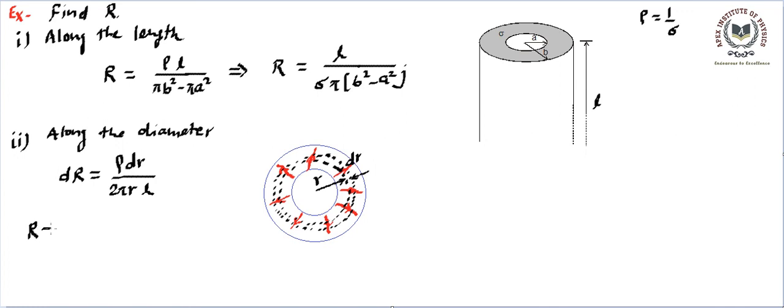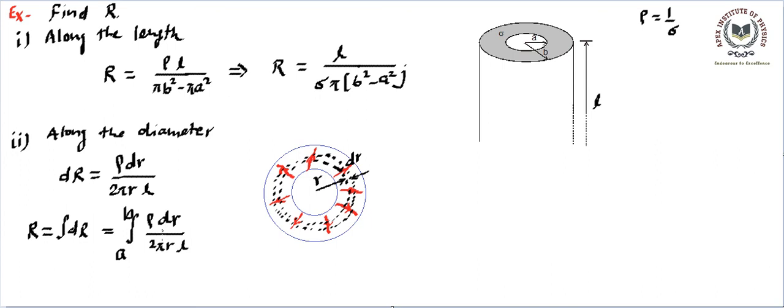So R is going to be the integration of dR. And once we are ready for this integration, we can put the value of dR. dR is going to be rho dr divided by 2 pi r into L. Now this small r has to run from a particular value to another value. This is from a value to b value, so the limit has to go from a to b.